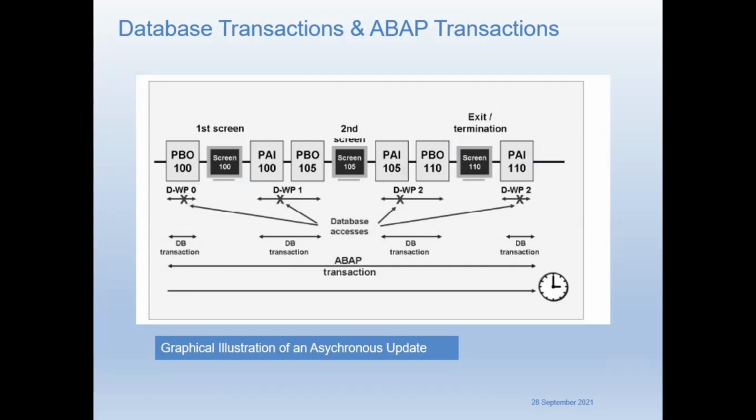Getting all of you? So how many times the user is contacting the DB, that many times the database is interacting with the user. Those are all the DB transactions. And once the user commits the transaction and is out of the screen, that can be called an ABAP transaction. So in one ABAP transaction, you may have 1 DB transaction, 10 DB transactions, or 100 DB transactions. That we don't know.